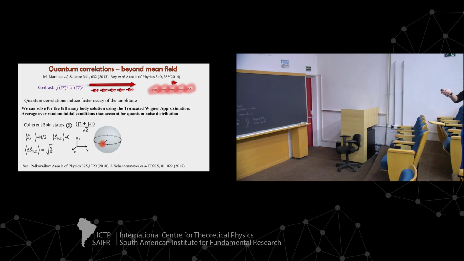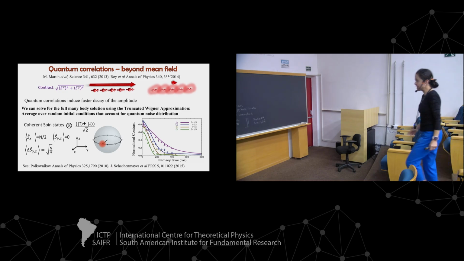So when you have a coherent state, the variance of Sx is 0, but the variance of Sy, or Sz, has a standard deviation proportional to the square root of n divided by 4. That means I can recover the quantum noise if I imagine that in my initial condition, my spin is not pointing only along the x direction, but my initial state is going to sample this noise distribution.